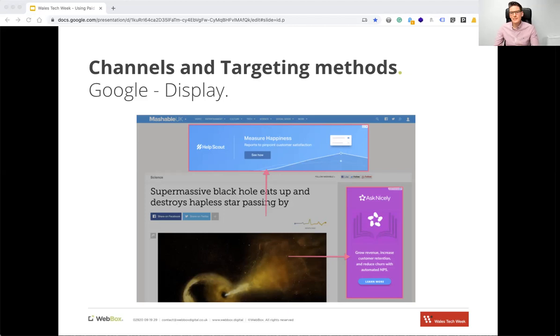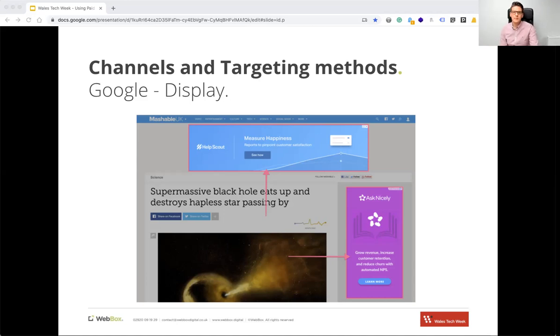With display, you can access huge audiences, and if you have the budget and appetite to do so, of course. So how can you target your display ads? Display campaigns on the Google Display Network have quite a few different targeting options, but they fall into two main categories. These are contextual or content targeting and also audience targeting.